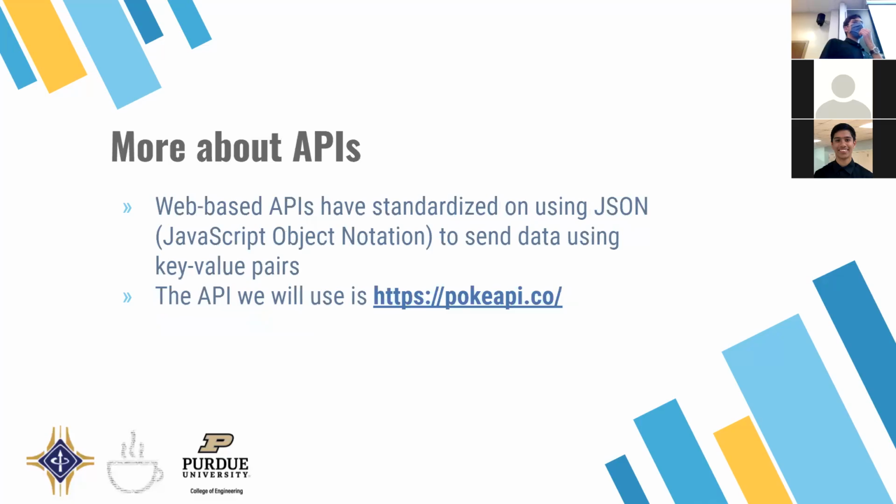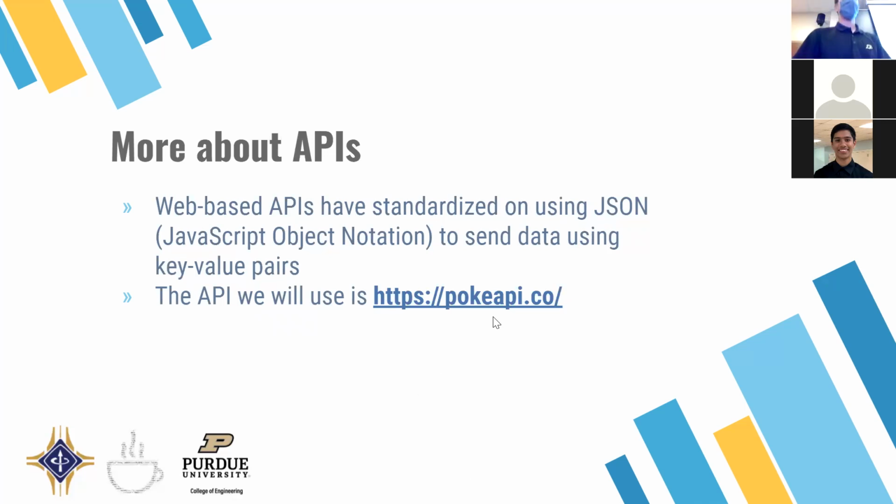Web-based APIs have basically nowadays standardized to something called JSON. JSON is basically JavaScript object notation, aka just a normal object, right, from lesson number 2, to send data in key value pairs. And the API that we're going to use is called pokeapi.co.